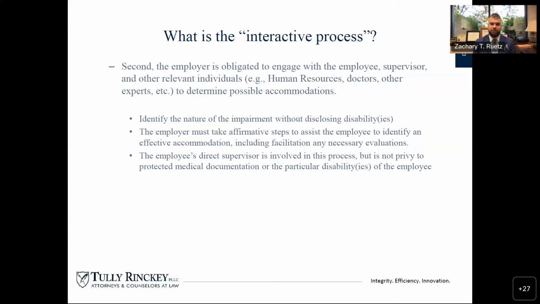The direct supervisor is involved in the process, but is not privy to your protected medical documentation or your particular disability. Those are protected by HIPAA.